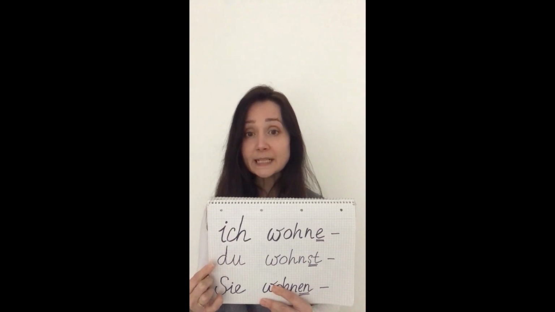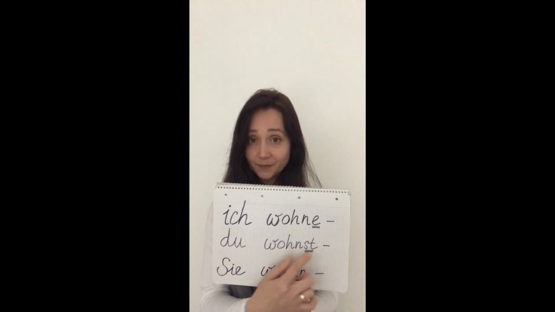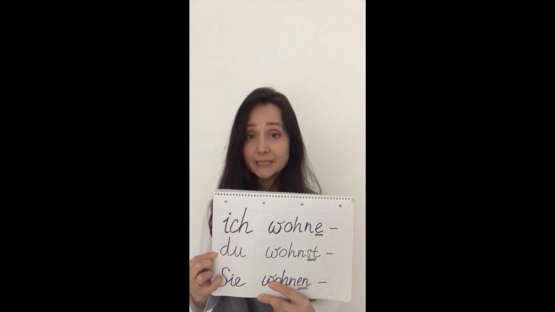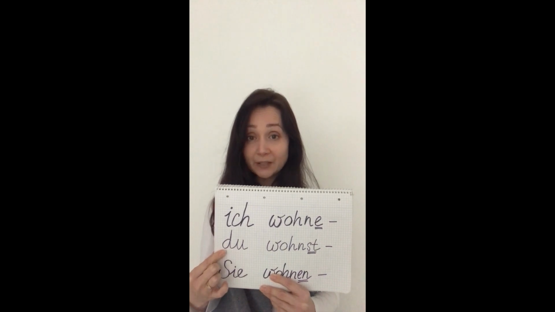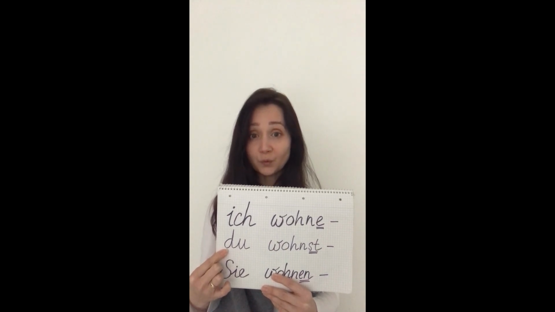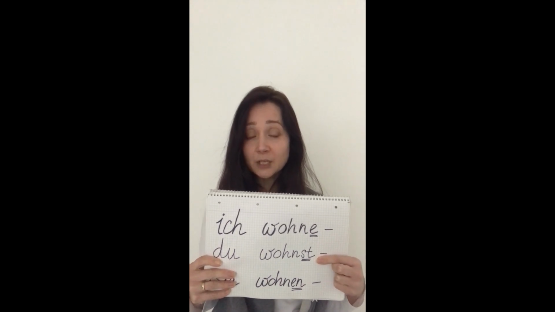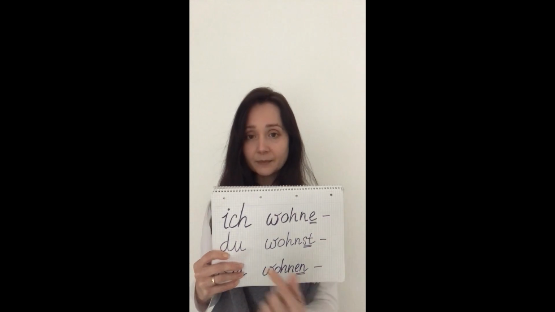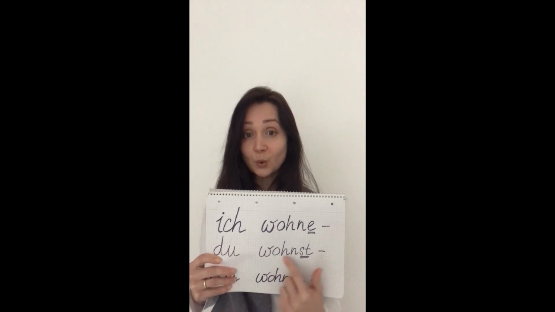Now the next one is du wohnst. Du wohnst means you live. Du wohnst. Now here, the ending of the verb changes, which again indicates that we talk about you. Du wohnst.